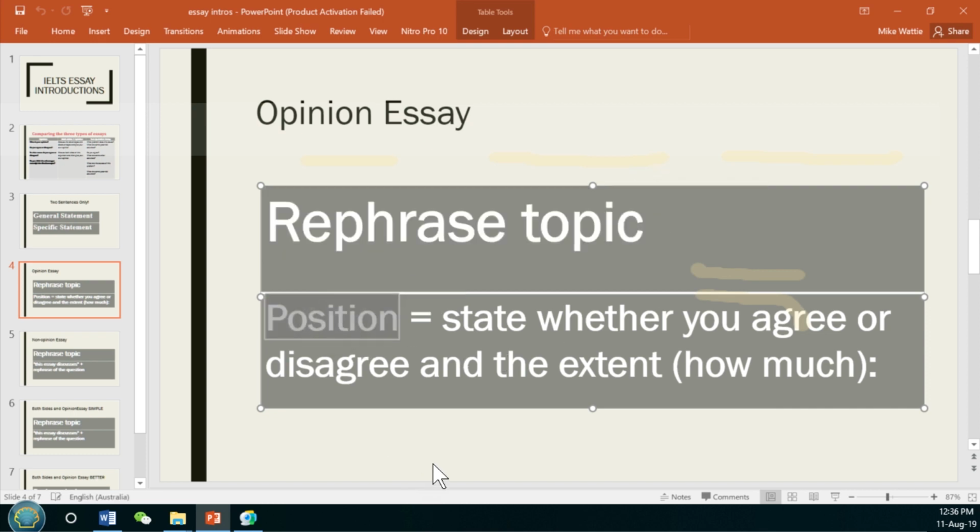State whether you agree or disagree and the extent how much, or if it's a question, perhaps do you think the advantages outweigh the disadvantages? Then you might write something a bit different here for your position. You might say, I believe the merits outweigh the drawbacks, or something like that here.